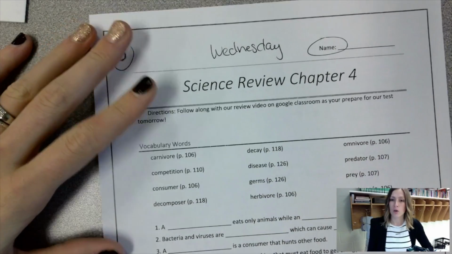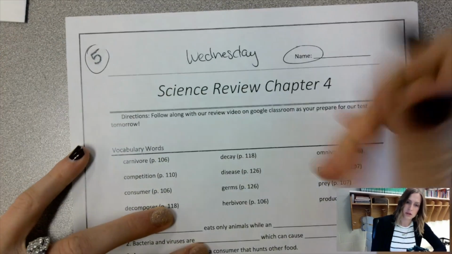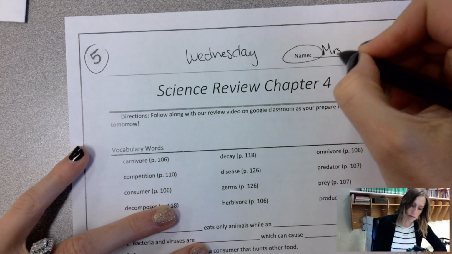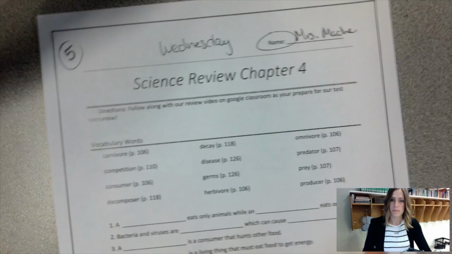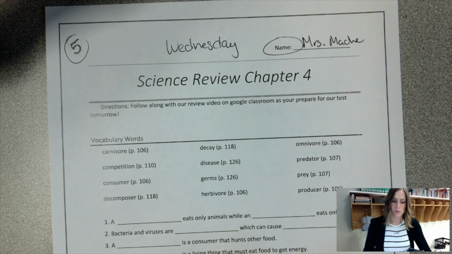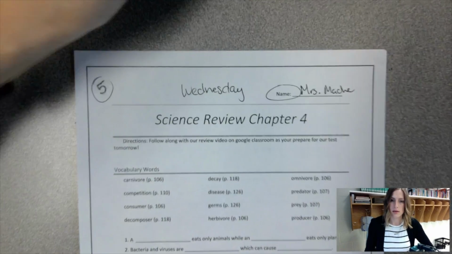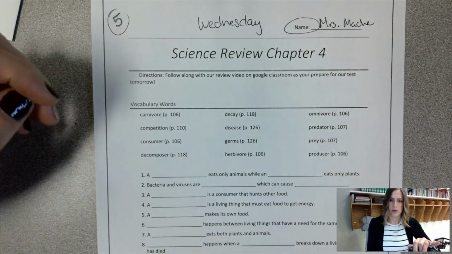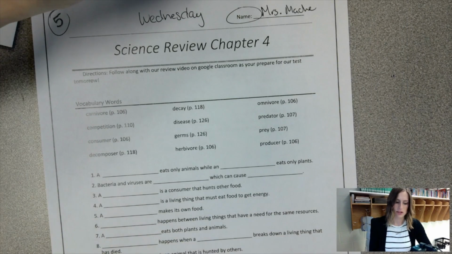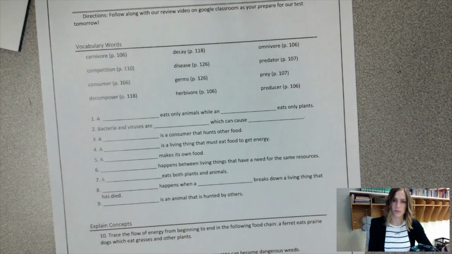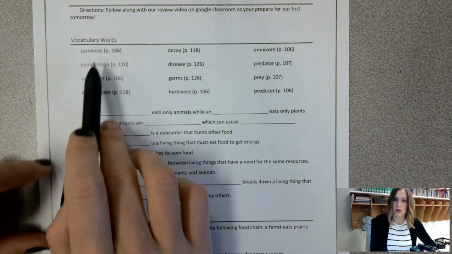Today we are on our Wednesday science review because we're going to take our test tomorrow. Start by getting your name at the top. Then at the bottom we've got some words that are our vocab words, and then we need to find the definition, match them with the right definition at the bottom. If you don't know what any of those words are, remember the page numbers are right here that can show you that, okay?